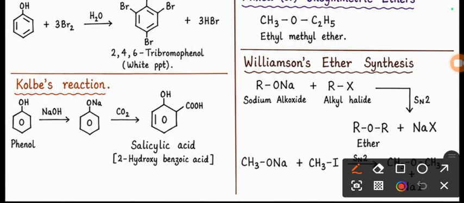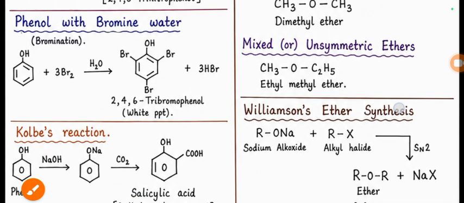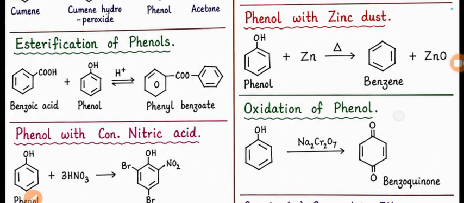And the last highly important reaction is Kolbe's reaction, where phenol on treating with sodium hydroxide and carbon dioxide gives salicylic acid, or 2-hydroxybenzoic acid. So these are some of the important reactions of this alcohols, phenols and ethers chapter.